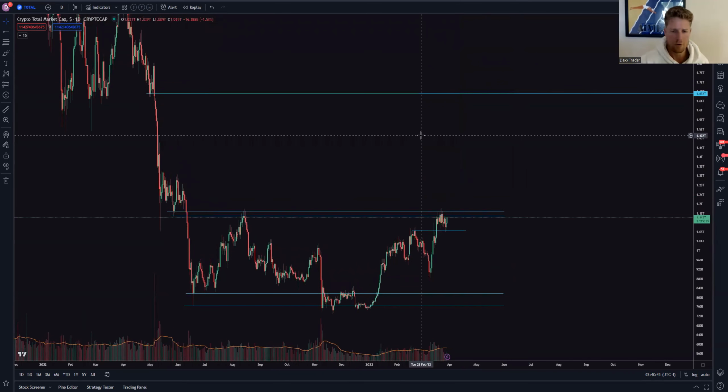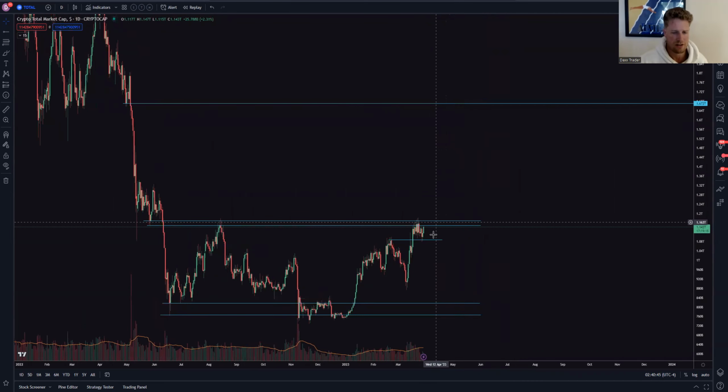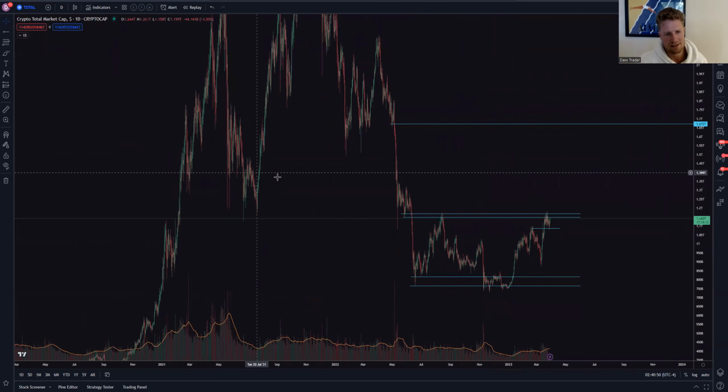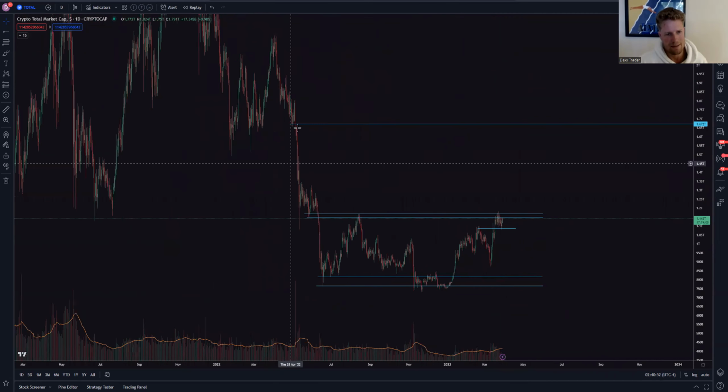Now, the target for this breakout here on total is going to be $1.67 trillion. I think this area can get filled pretty quickly. There might be some resistance from price action back here, but I think this is the main gap that it's going to fill, right?